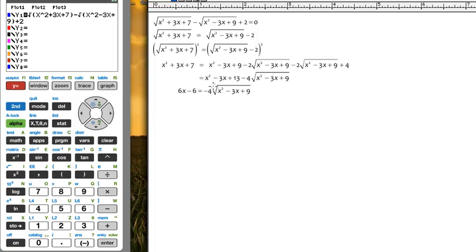I'll cancel the x squares. I added the 3x over, subtracted the 13, and I can't really get rid of the 4, but what I'm going to do is divide everything by 2 just to make the number smaller. Now I'm ready to go ahead and square the two sides again.